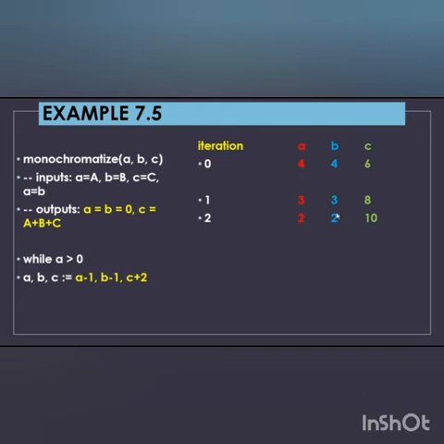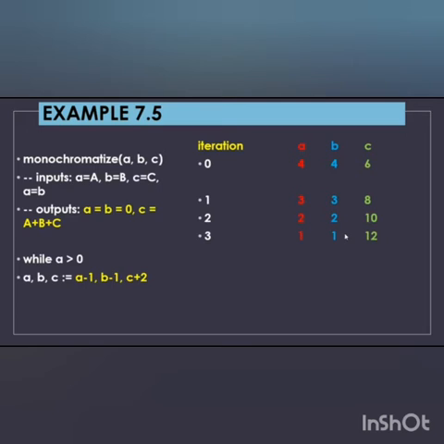Then the same, A and B value will be decremented by 1 and C will be incremented by 2. So 2 minus 1 is 1, 2 minus 1 is 1. Then 10 plus 2 is 12. Now again the condition will be checked. 1 is greater than 0. Yes, the condition is true.